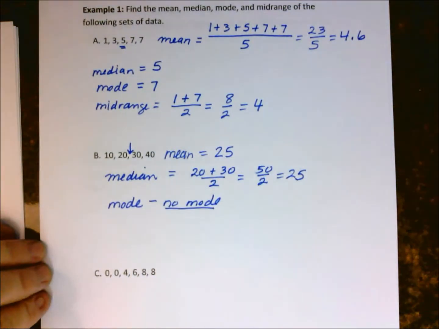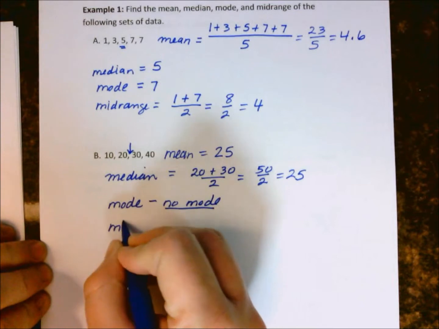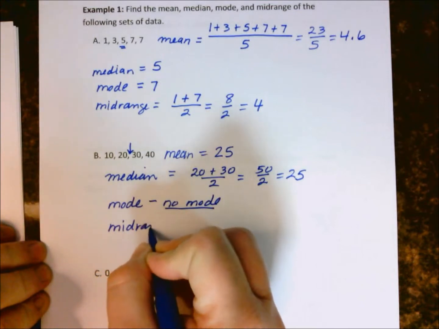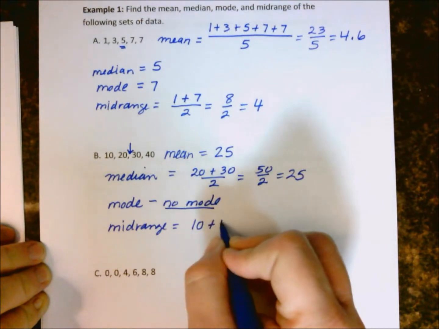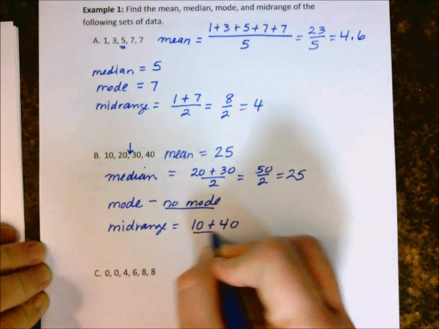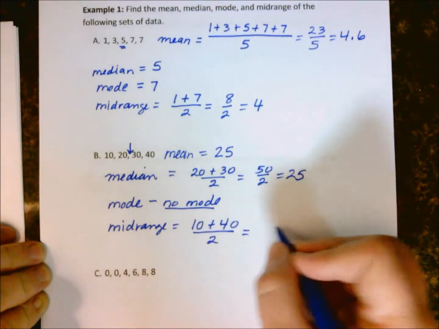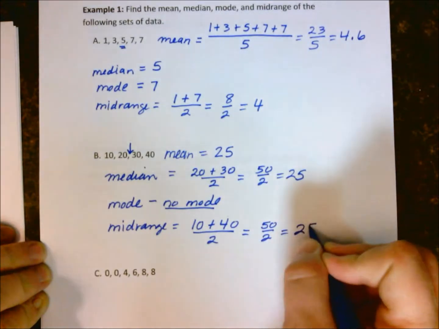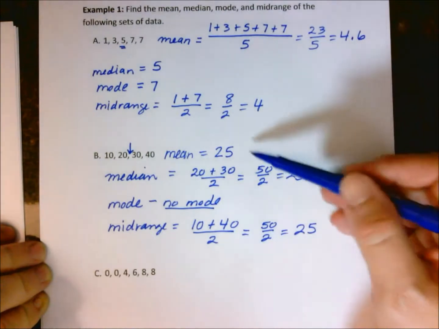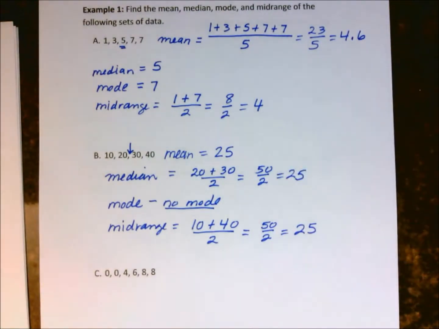Okay? None. There is none. And then we finally do the mid-range. And that we take by taking the low value plus the high value, adding them together and averaging them. 50 divided by 2 equals 25. And this is a very centered set of data. 3 of the measures of central tendency are the same.